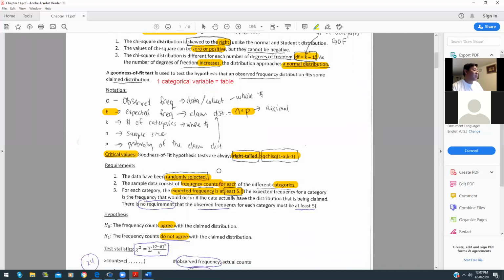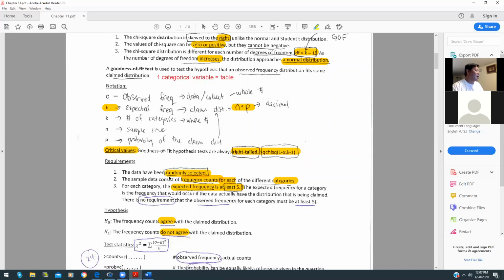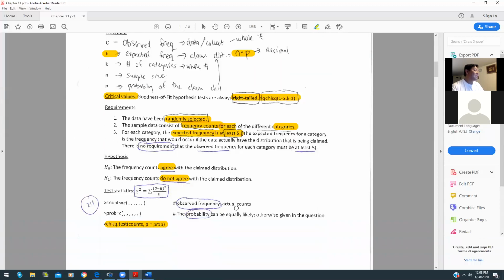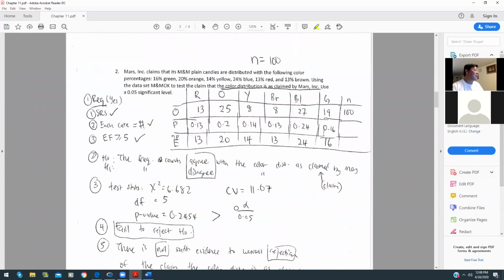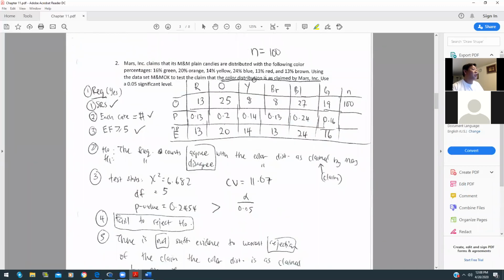Requirements: it has to be randomly selected, which is everyone, you have the SRS, first requirement. Second requirement is frequency count for each of the different categories. What do you mean by frequency count for each? The data consists of frequency counts for each of different categories. For example, like what we just did, the M&Ms here. So the M&Ms, we got red, orange, yellow, brown, blue, and green. So they all have their frequency count, the 13, 25. That means you count how many in each color.